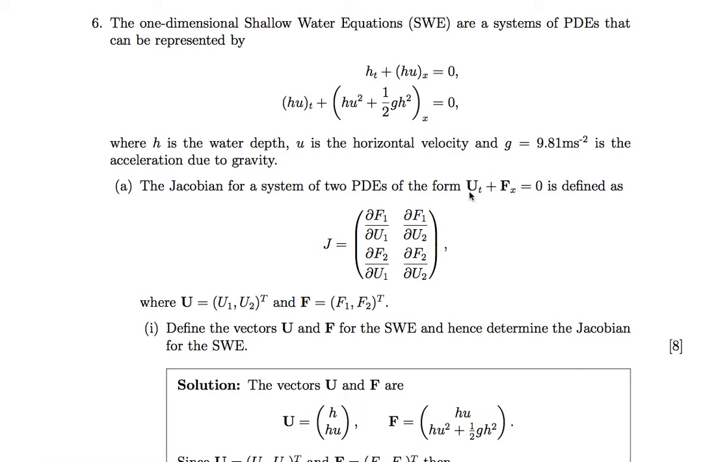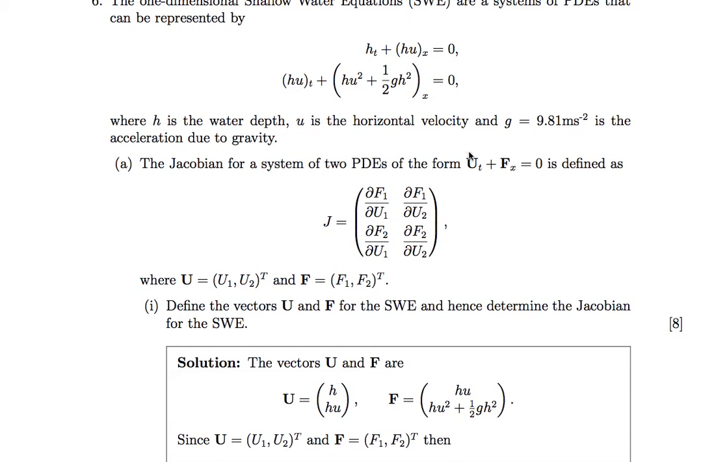is a vector differentiated with respect to t, plus f differentiated with respect to x. Okay, so part 1 of question A asks you to define the vectors u and f, and hence determine the Jacobian. So u, the vector u, are all the terms which are differentiated with respect to t. So here we have h for the first equation and hu for the second. So therefore this is our u vector, and f contains the terms which are differentiated with respect to x. So we have hu, and we have hu squared plus a half gh squared, which gives us our f vector.